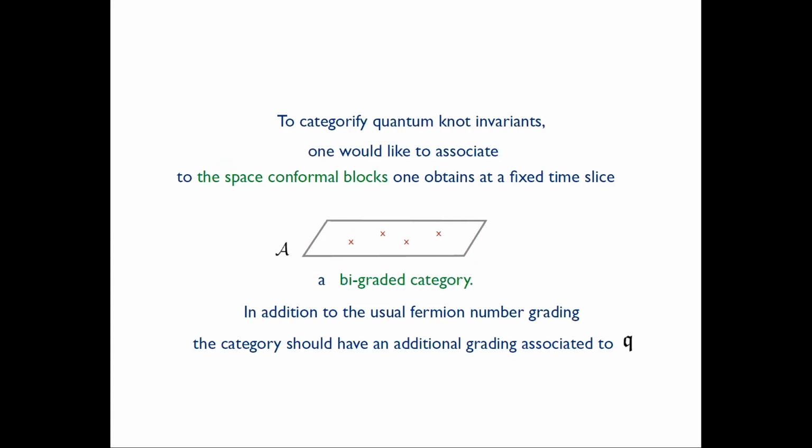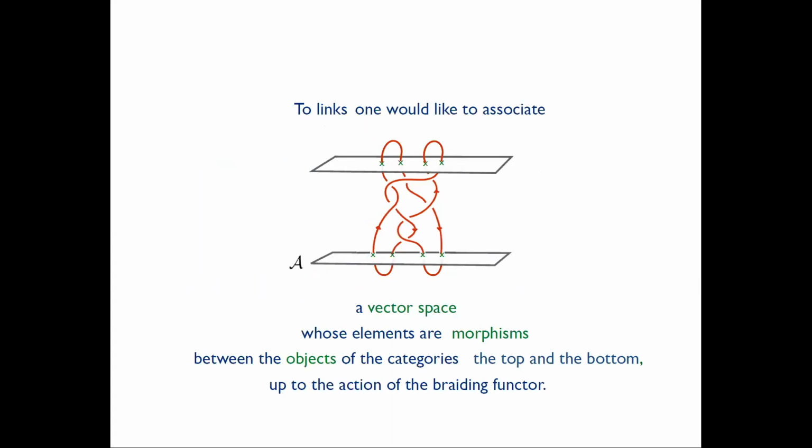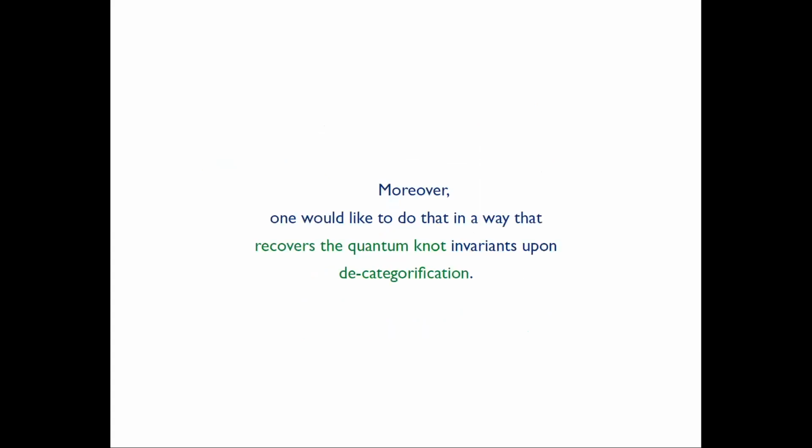So to categorify quantum link invariants, you'd like to associate to the space of conformal blocks you get at a fixed time slice a bigraded category, which in addition to the usual fermion number grading has a grading associated to q. To braids, you'd like to associate functors between categories at the top and the bottom. To links, you'd like to associate a vector space whose elements are morphisms between the objects of the category at the top and the bottom, up to the action of the grading. And you'd like to do all that so that if you take the trace of the resulting vector spaces, or the Euler characteristic, you get quantum invariants.